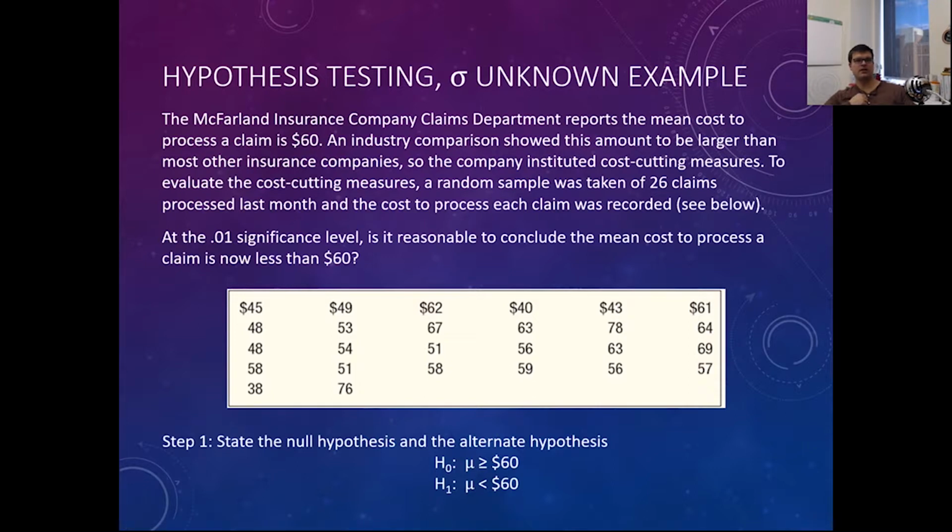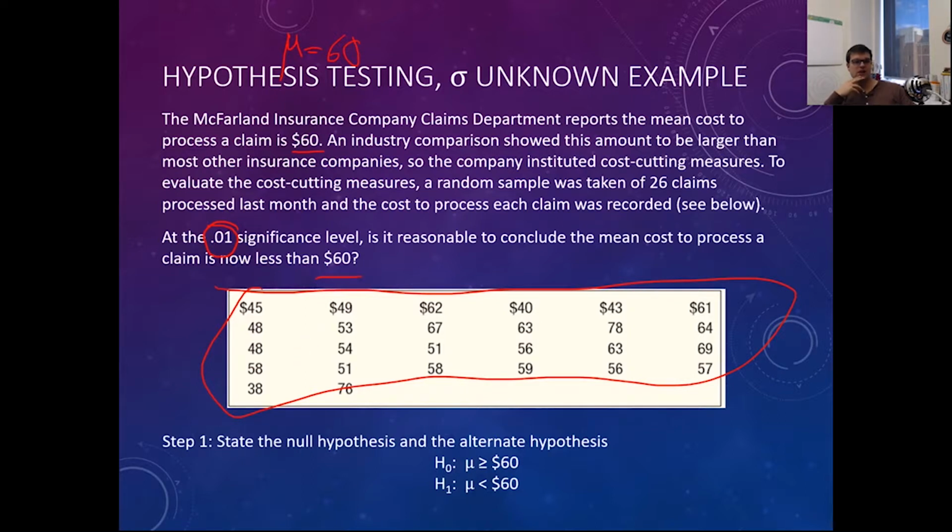The McFarland Insurance Company Claims Department reports that the mean cost to process a claim is $60. Okay, so that is mu equals 60. An industry comparison shows this amount to be larger than most other insurance companies. So the company instituted cost-cutting measures. To evaluate the cost-cutting measure, a random sample was taken of 26 claims processed last month, and the cost to process each claim was recorded. So down here are the costs of every single claim. Okay, at the 0.01 significance level, is it reasonable to conclude the mean cost to process a claim is now less than $60?